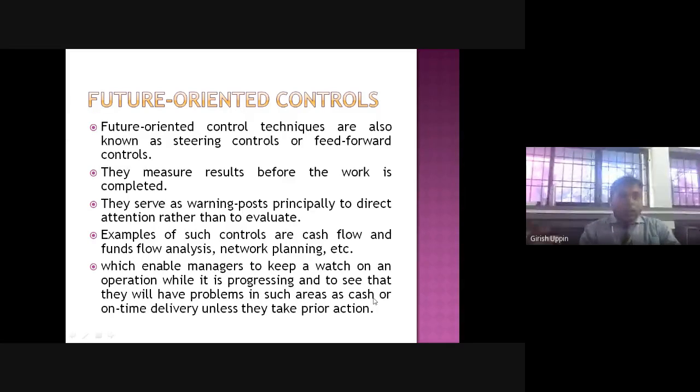So this enables managers to keep a watch on an operation while it is progressing, and to see that they will have problems in such areas as cash or on-time delivery unless they take prior action. So a manager can use this as a tool where he can identify whether the work that is going to be completed is on the right track or not, whether it is progressing correctly or not. These will give us indicators. If there is any variation, corrective measures can be taken at an early stage, so we don't have to wait until the end.